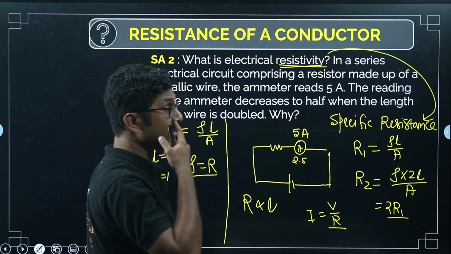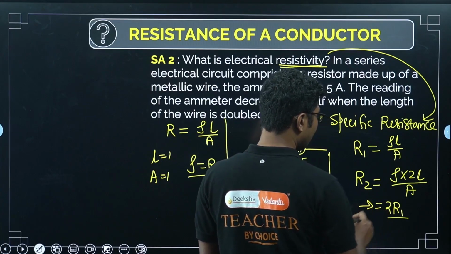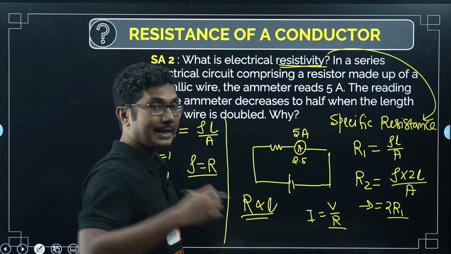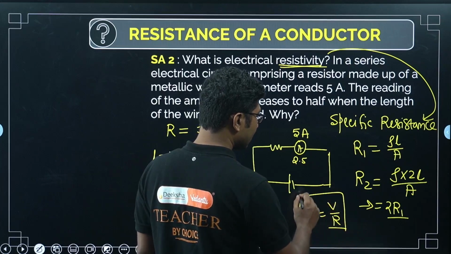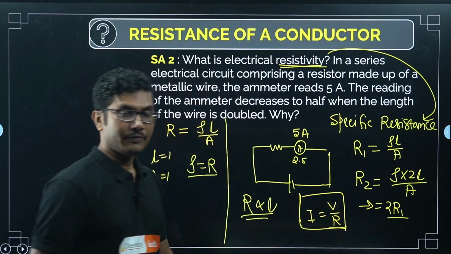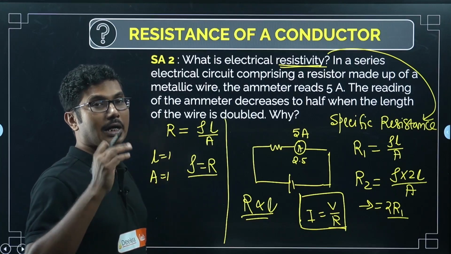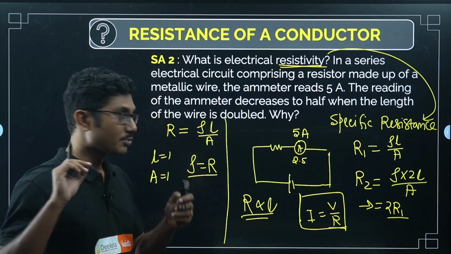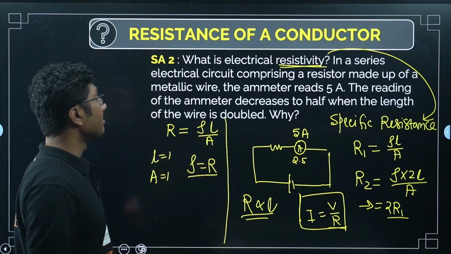So first of all, to answer this question, you have to mention that the resistance is getting doubled. Either you can use this formula or this formula. Next, you have to mention Ohm's law, that current is inversely proportional to resistance. If we double the resistance, the current will become halved. That's why the current decreases. You have to mention these two points clearly to get full marks. You have to remember that.